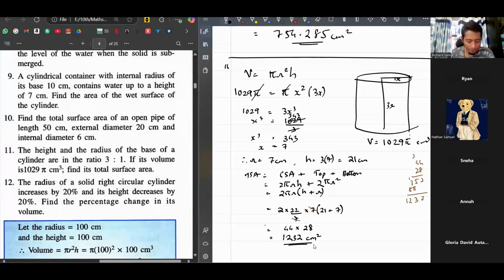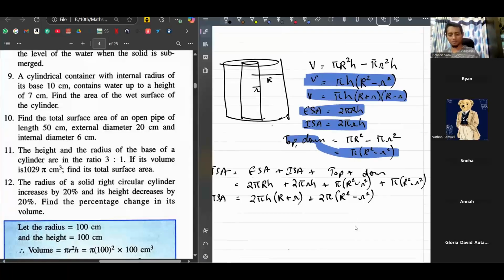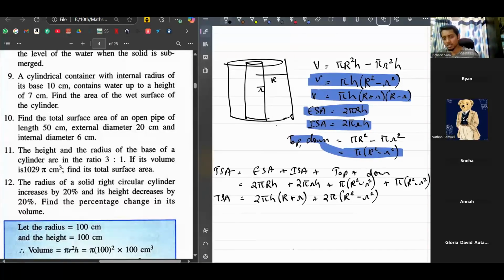I think we should do one hollow cylinder. See, hollow cylinder formula is very big, right? So you have to derive the formula. Instead of learning it, it's your choice. You want to learn it? Learn it. If you want to derive it, okay? A hollow cylinder, to find its total surface area, you have to add all the surfaces that are there in a hollow cylinder. How many surfaces does a hollow cylinder have?